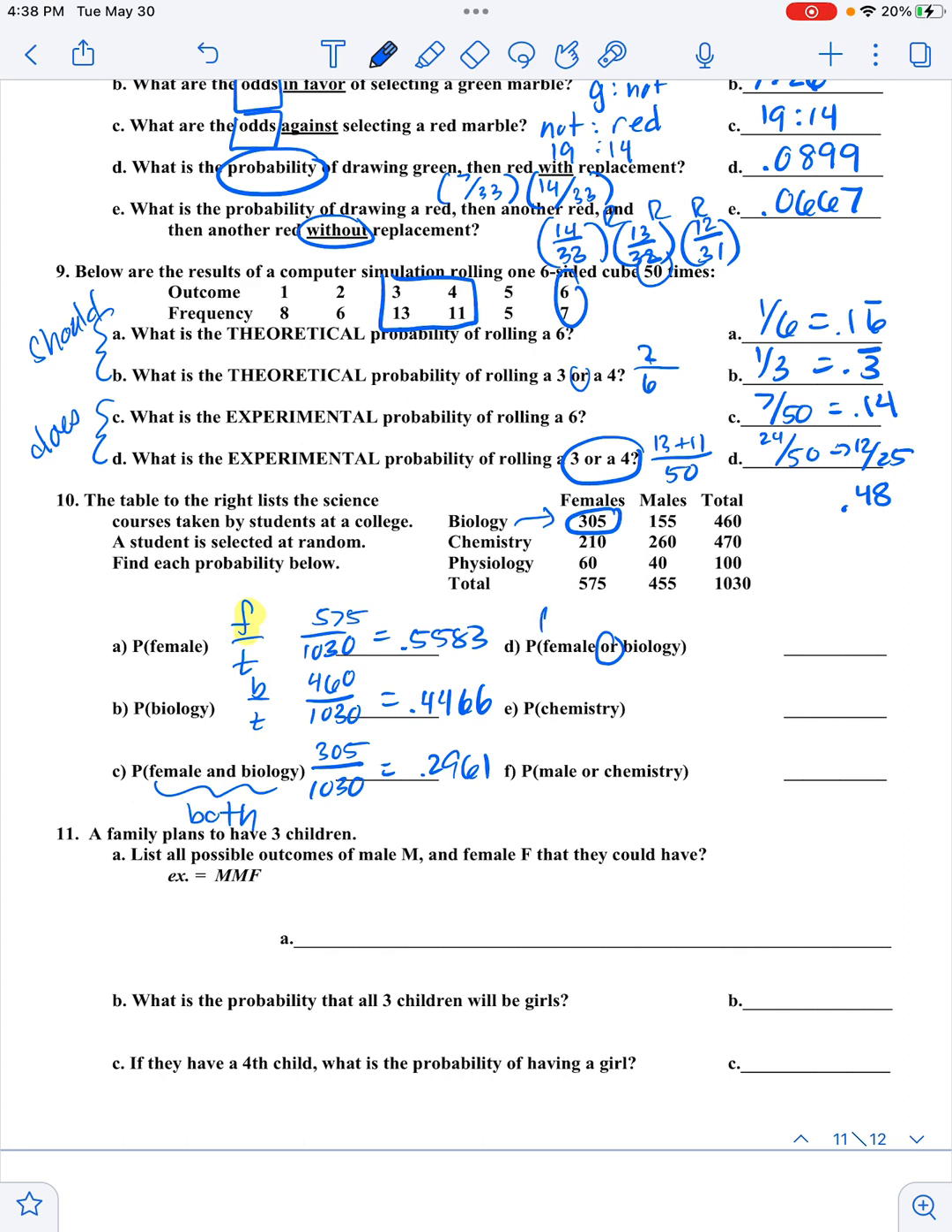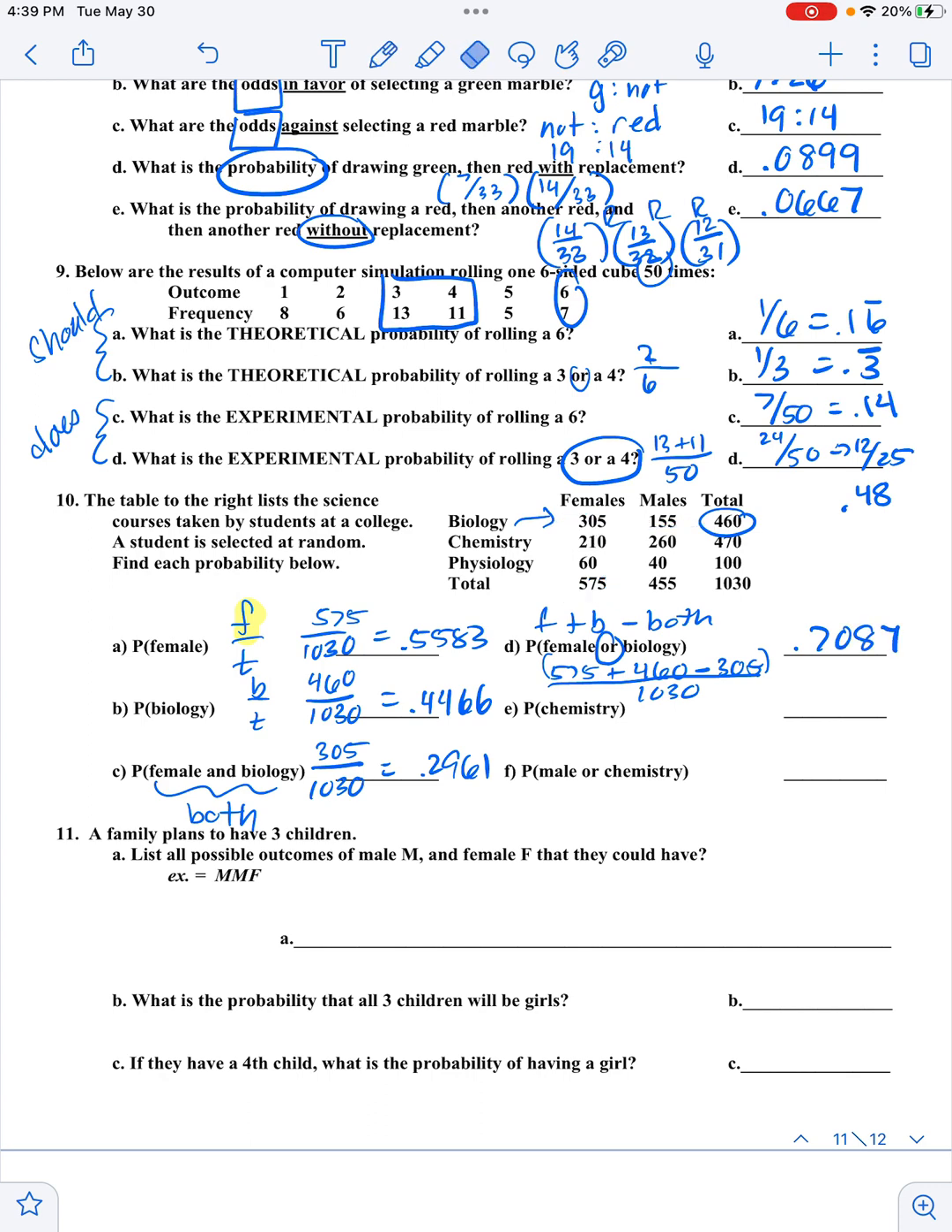Here's the trickier one, because this is or. So I have to do female plus biology minus anybody who does both. So total females is 575. The total in biology is 460, but I have to subtract the overlap, which is the females in biology. So that is that 305. And then that all goes over the total of 1030. So when you do this whole top divided by that bottom, you get 0.7087.